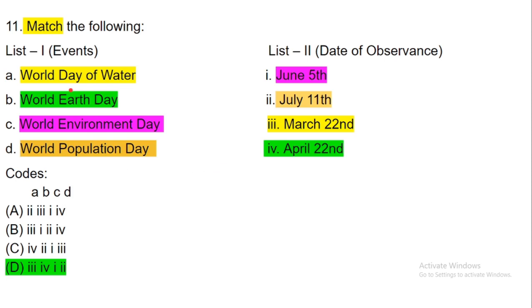Now World Day of Water, that is observed on March 22nd. World Earth Day, that was observed on April 22nd. World Environment Day, that is observed on 5th June. World Population Day, that is celebrated on 11th July. So this will be your sequence.